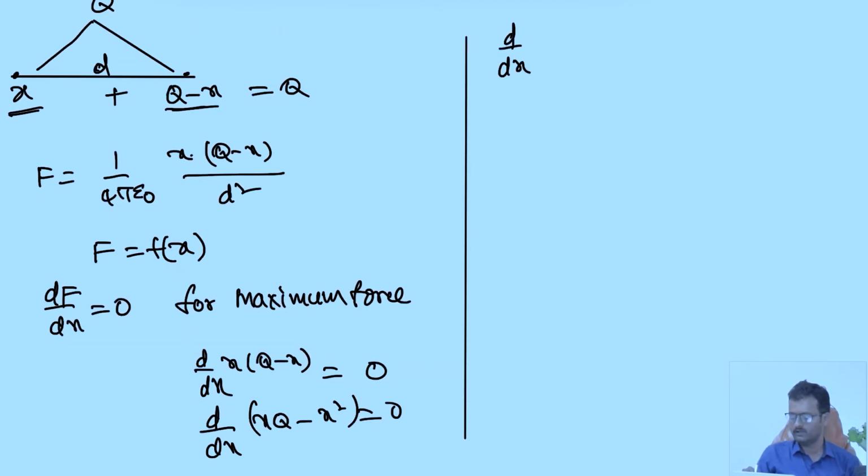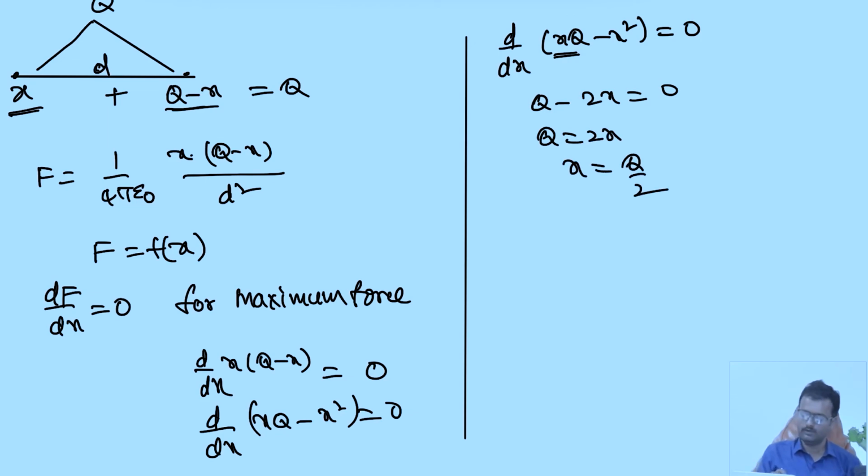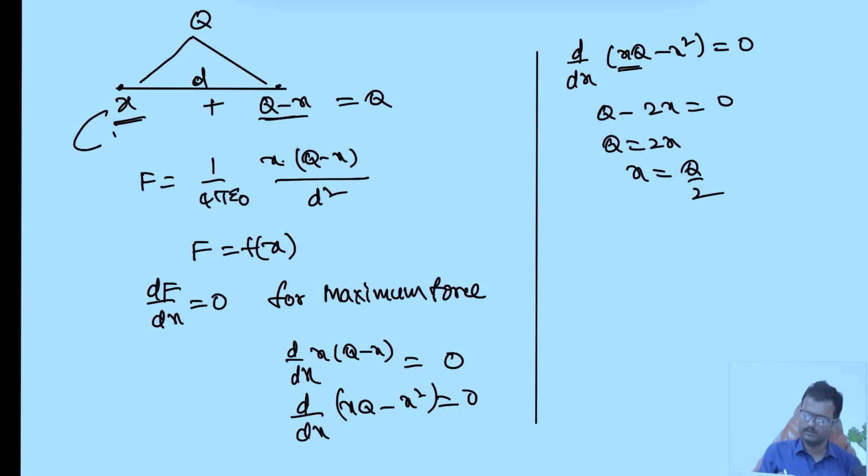d by dx of Qx minus x square is equal to 0. So d by dx of Qx is Q, minus d by dx of x square, that is 2x, should be 0. So Q is equal to 2x, so x should be Q by 2. So one part is x equal to Q by 2, and the other part is Q minus Q by 2, which is nothing but Q by 2. So if the charge is divided into Q by 2 and Q by 2, then we get the maximum force.